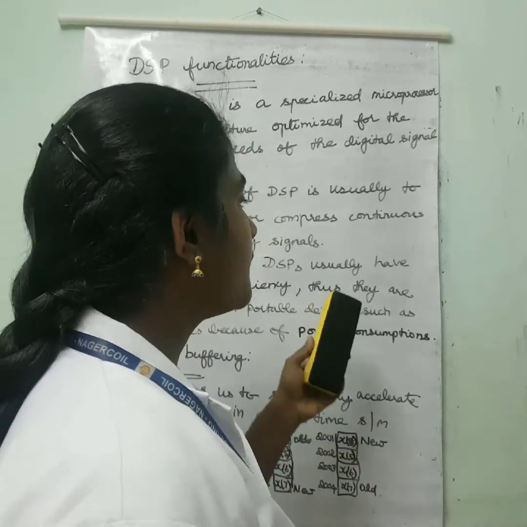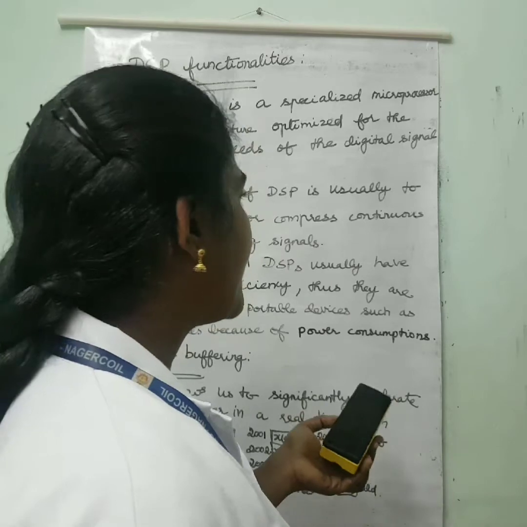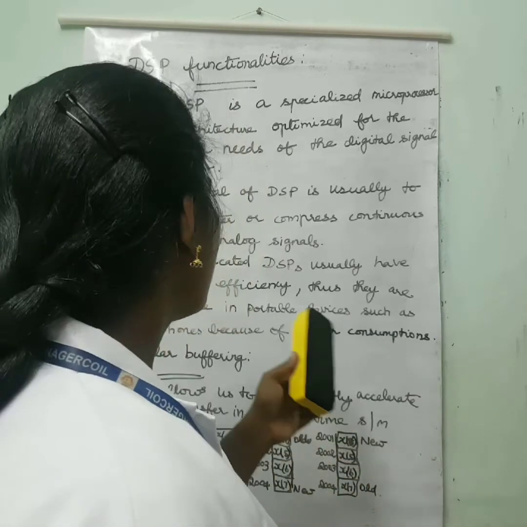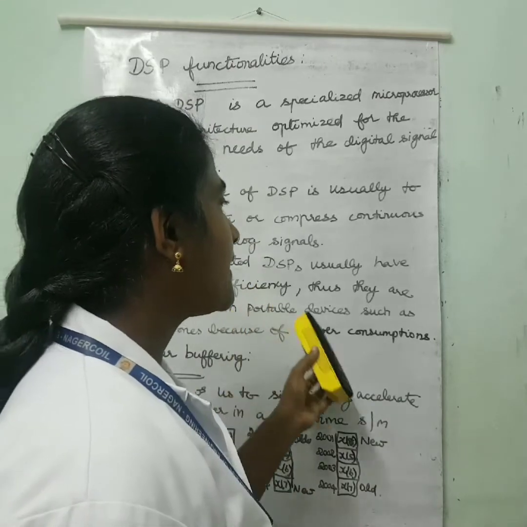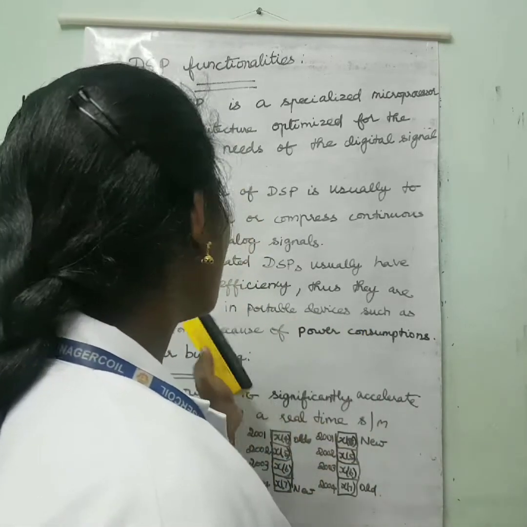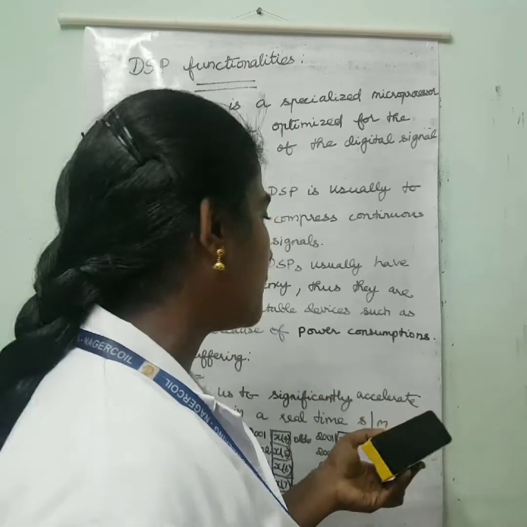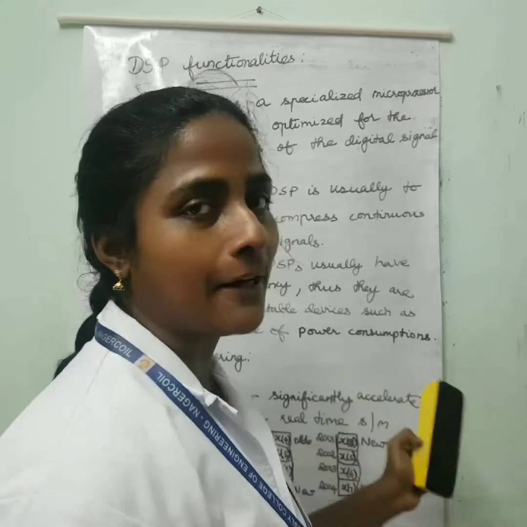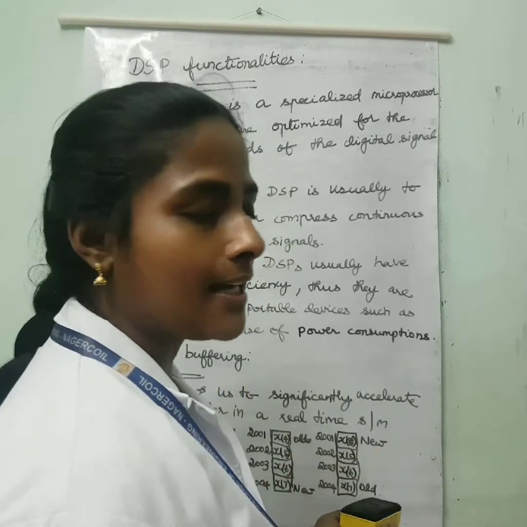The goal of DSP is usually to measure, filter and compress continuous real-world analog signals. Also, some DSPs have power efficiency, so they are more suitable in portable devices like mobile phones because of lower power consumption. Next we can go for circular buffering.